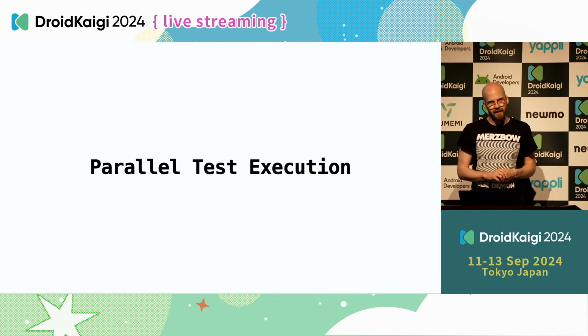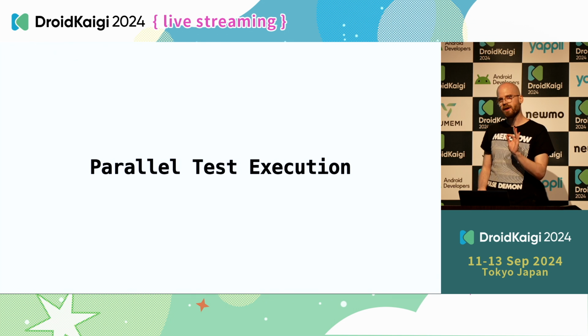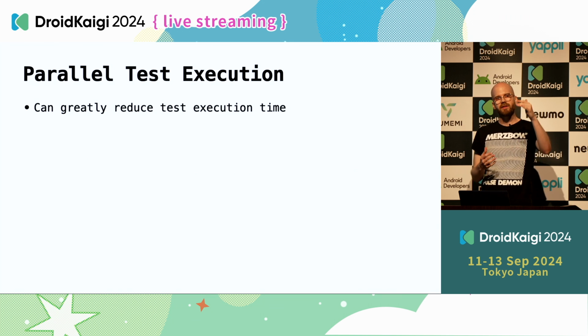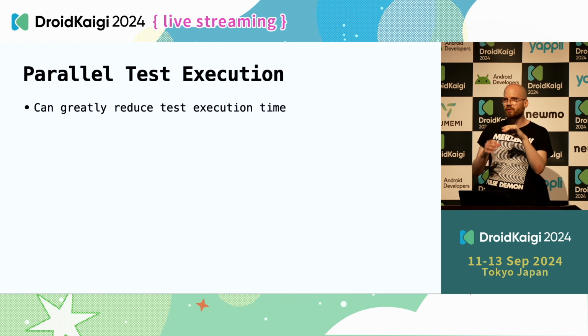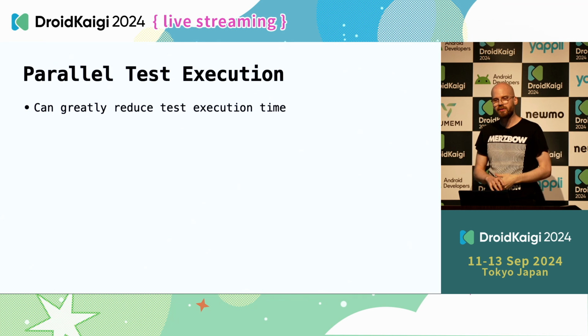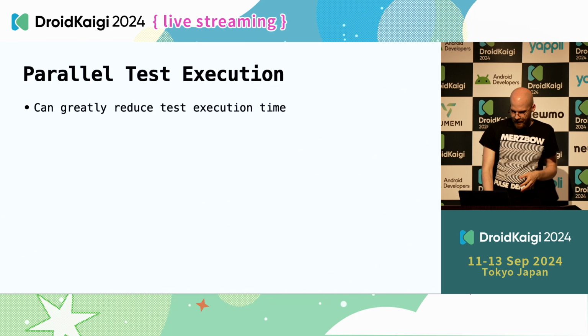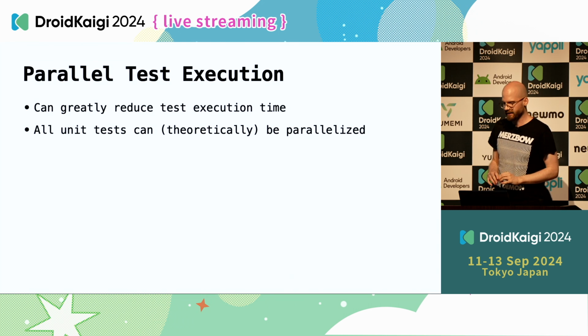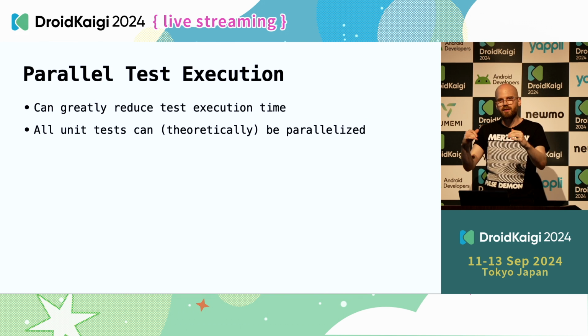Let's move to a different kind of execution, parallel test execution. It is a tricky but very powerful topic. Parallel test execution means instead of running your tests one after one after one, you just run them at the same time. That's faster. It reduces the test execution time. And all unit tests can theoretically be parallelized. I say theoretically because you have to make sure that no two tests access the same resource, because then you get race conditions or flaky tests. We don't want that. Hence the word theoretically.